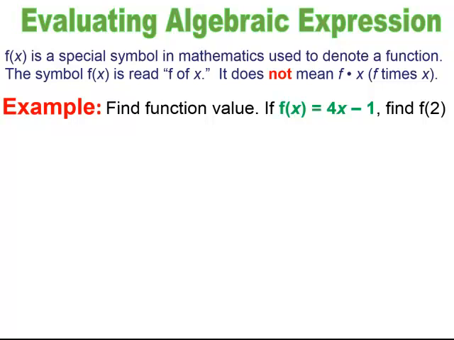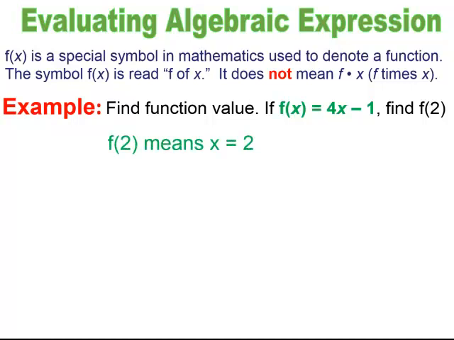So now when you're asked to find a function value and you're given f of x equals 4x minus 1 and you're asked to evaluate or find f of 2, notice that the 2 means I want to take this f of x equals 4x minus 1 and plug 2 into the x and find what it would equal. So when you have function notation and you have f of some number, it's asking you to evaluate the function expression with that number in it.